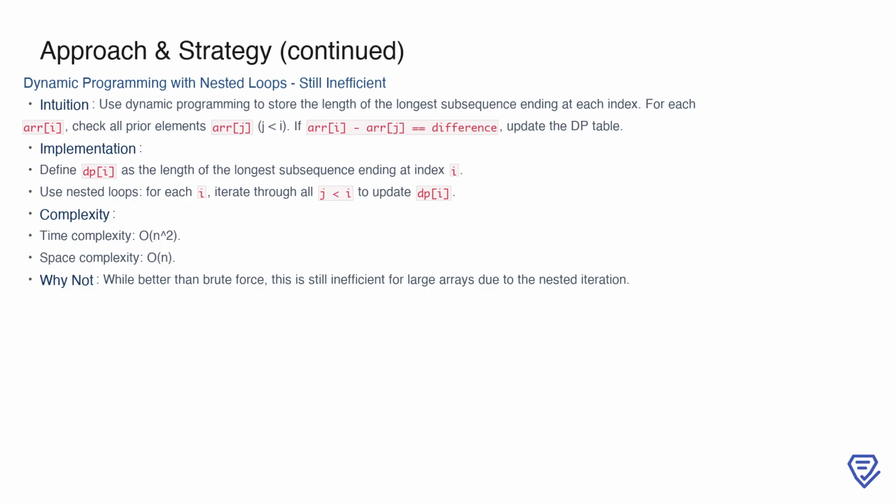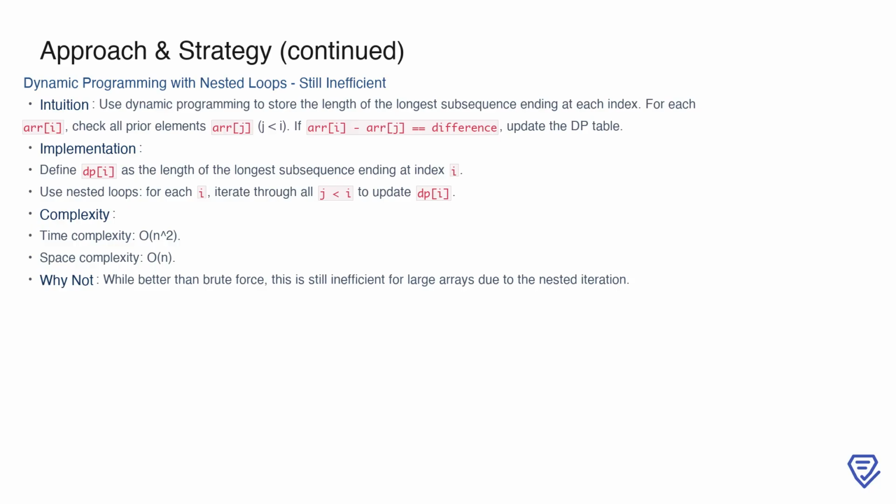The idea here is to store the length of the longest subsequence ending at each index of the array. For each element at position i, we look at all prior elements at positions j, where j is less than i. If the difference between arr[i] and arr[j] equals the given difference, we update the dp table to reflect the longest subsequence ending at i.